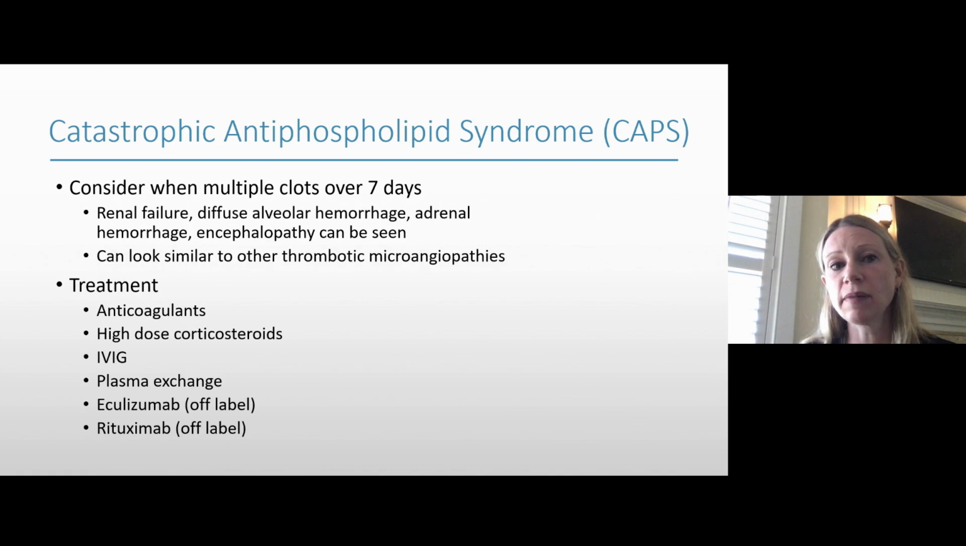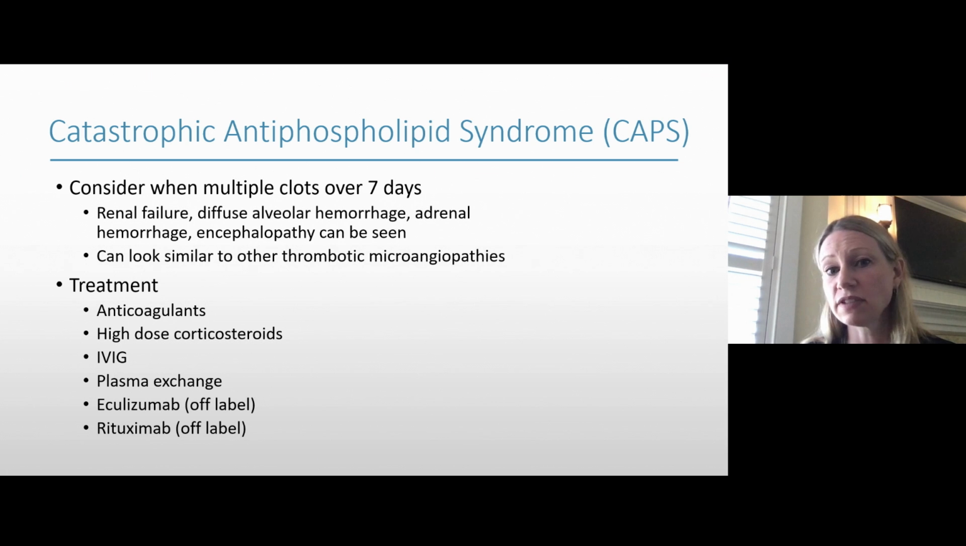So then let's talk a little bit about catastrophic antiphospholipid syndrome. This should be considered when multiple clots happen over the course of a week or a shorter period of time, and manifestations can be things like renal failure, diffuse alveolar hemorrhage, adrenal hemorrhage, encephalopathy, so really severe manifestations.